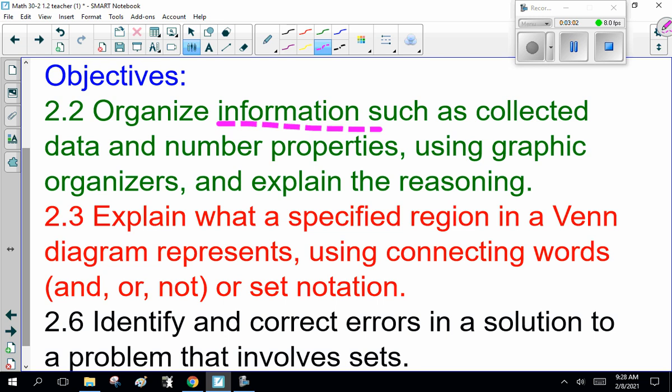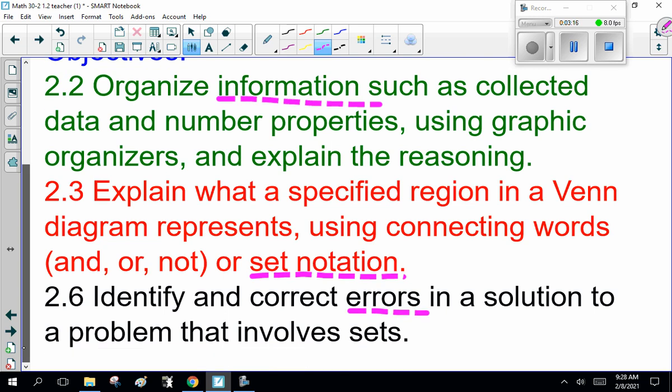2.3, explain what a specific region in a Venn diagram represents using connecting words and, or, not, or set notation. Identify and correct errors in a solution to a problem that involves sets.